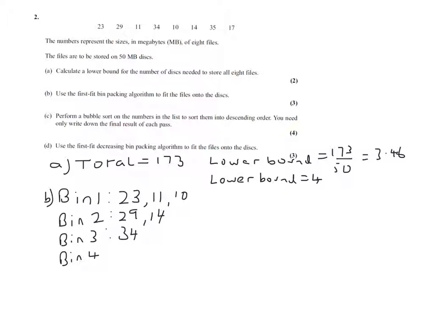35, well 35 won't fit into 1, 2 or 3, so that has to go into bin 4. And now 17, just fit 17 into one of the remaining bins. 23 plus 11 plus 10, that's 44, 17 won't go there. 43 plus 17, that's over 50, 34 plus 17 is 51, 35 plus 17 is 52, so 17 won't fit into any of these bins, so we do need a 5th bin, and that's going to have 17 in it. So that's parts A and B done.